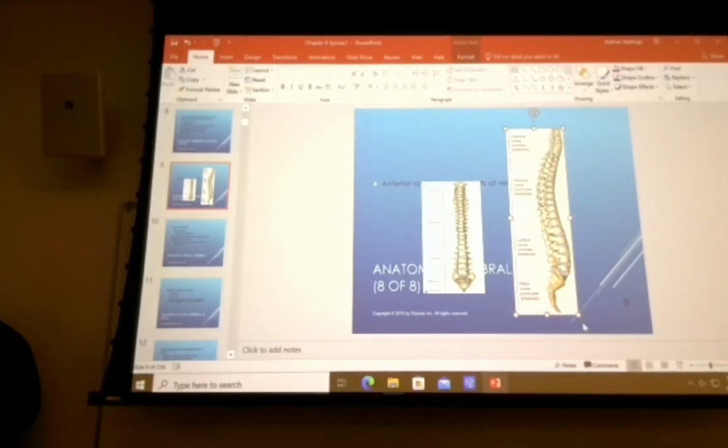So you'll have questions about that. Which ones are kyphotic? Which ones are lordotic? But you're also going to have questions about where your convexity and concavity is. Okay. So word association, a cave. What is a cave?